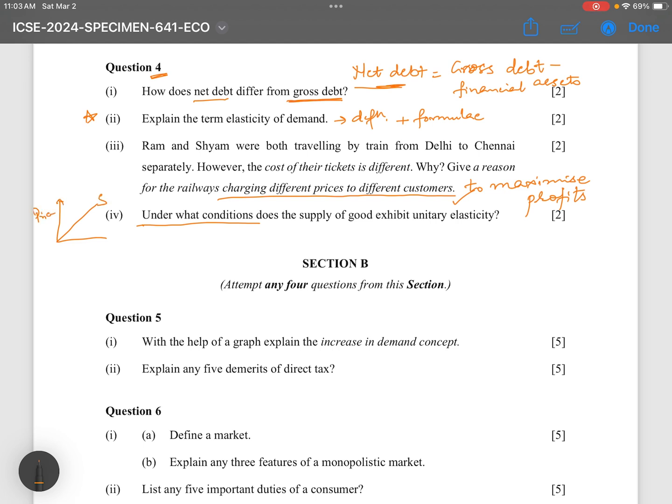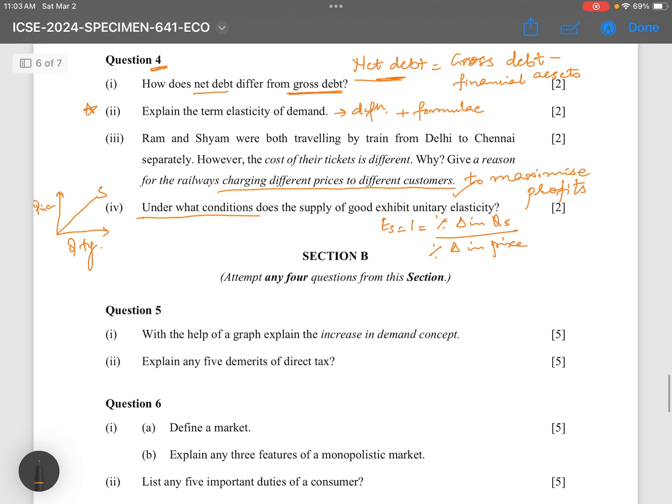This is the reason you need to make sure that your diagram is clear, and also give the formula that your coefficient of elasticity of supply is equal to 1, which is percentage change in quantity supplied by percentage change in price of a commodity. That's the condition of unitary elasticity. So practically, when we say that, let's say the price has risen by 10%, the supply of the commodity will also rise by 10%. I hope this is clear.